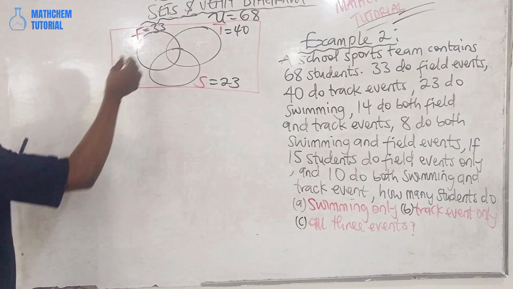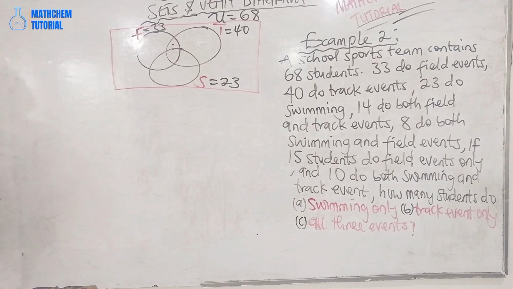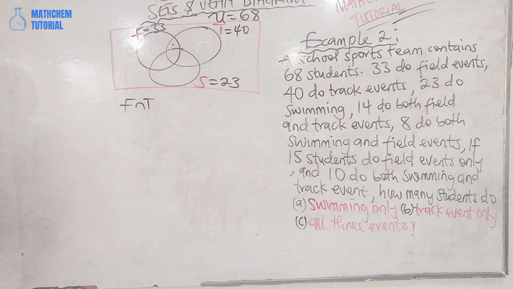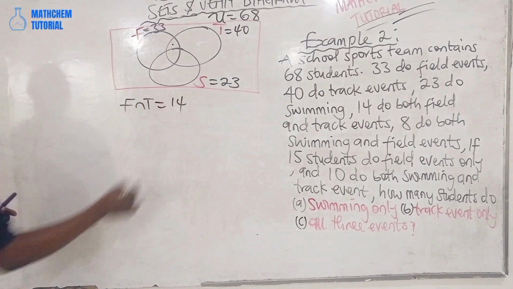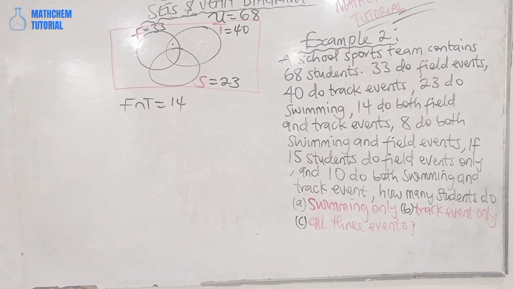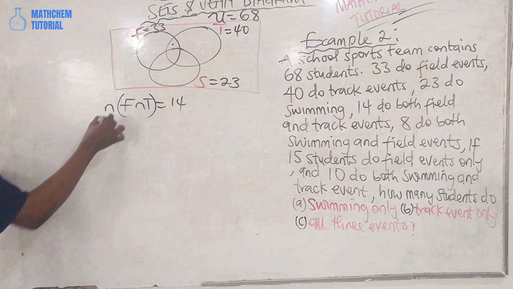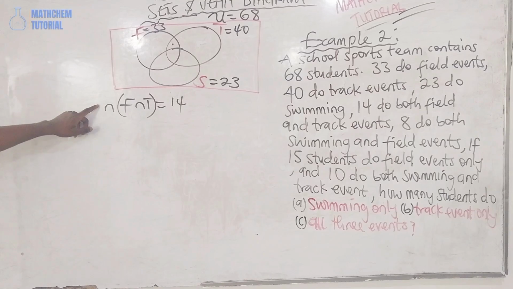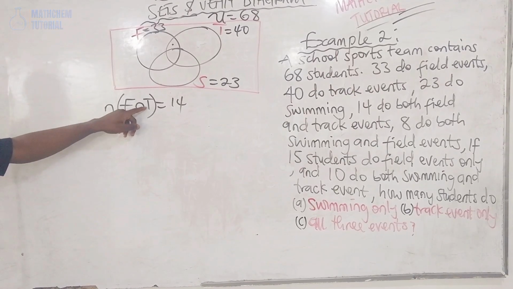Field and track event, that should fall where? Field and track, that is here, isn't it? But did they put only? No. 14 do field and track event, but only is not there. So you can just write F intersection T, which gives 14. You can leave it like this, or write it as the cardinal number of F intersection T. Or if I change this to n, that means it's giving me the cardinality of F intersection T, and that is 14.